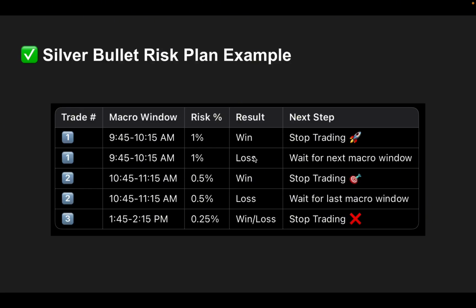If it's a loss, you wait for the next macro window, and then obviously after that, the 10:45 to 11:15 macro, you would go in with half risk since you lost in the first day macro. But if you win there though, you would stop trading for the day, and then if you lose again though in the 10:45 to 11:15 AM macro, you wait for the last PM macro, which is this one down here. So 1:45 to 2:15 PM, 0.25%, which is half of the previous larger trade.